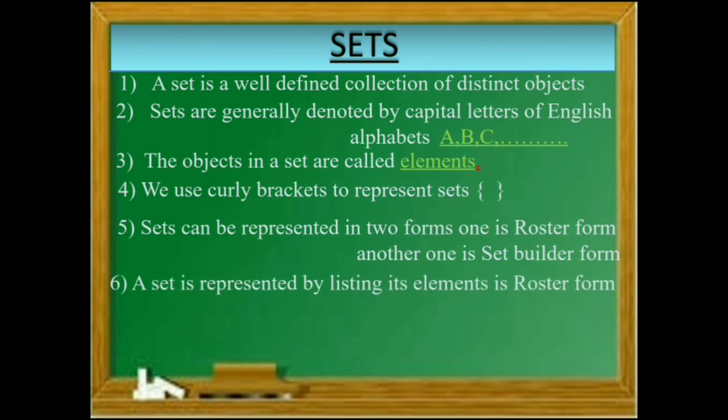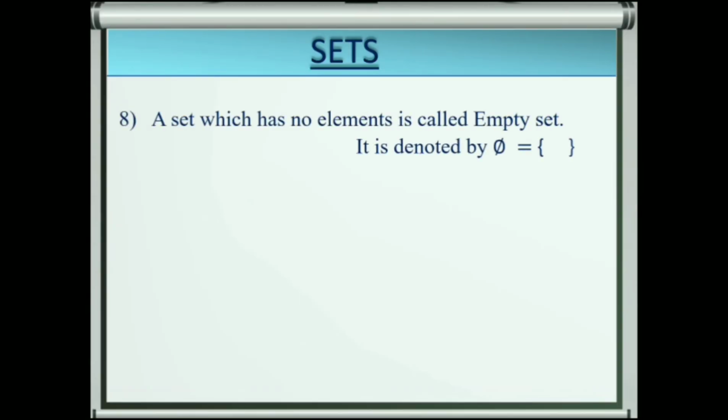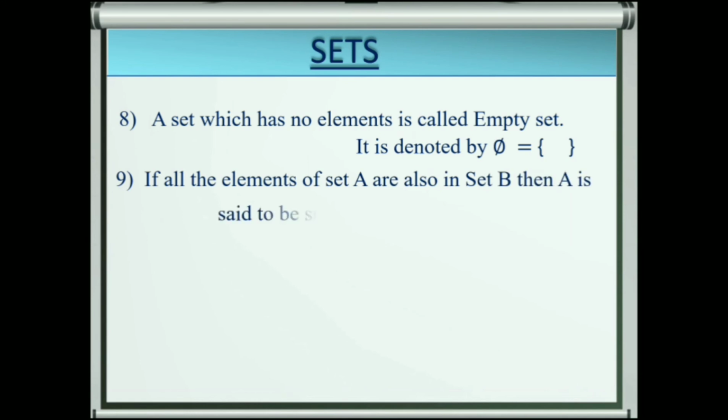A set represented by listing its elements is roster form. A set represented by a single variable by mentioning its property is set builder form. Next, a set which has no elements is called an empty set. It is denoted by the symbol phi. If all the elements of a set A are also in set B, then A is said to be a subset of B. It is denoted by A subset B.